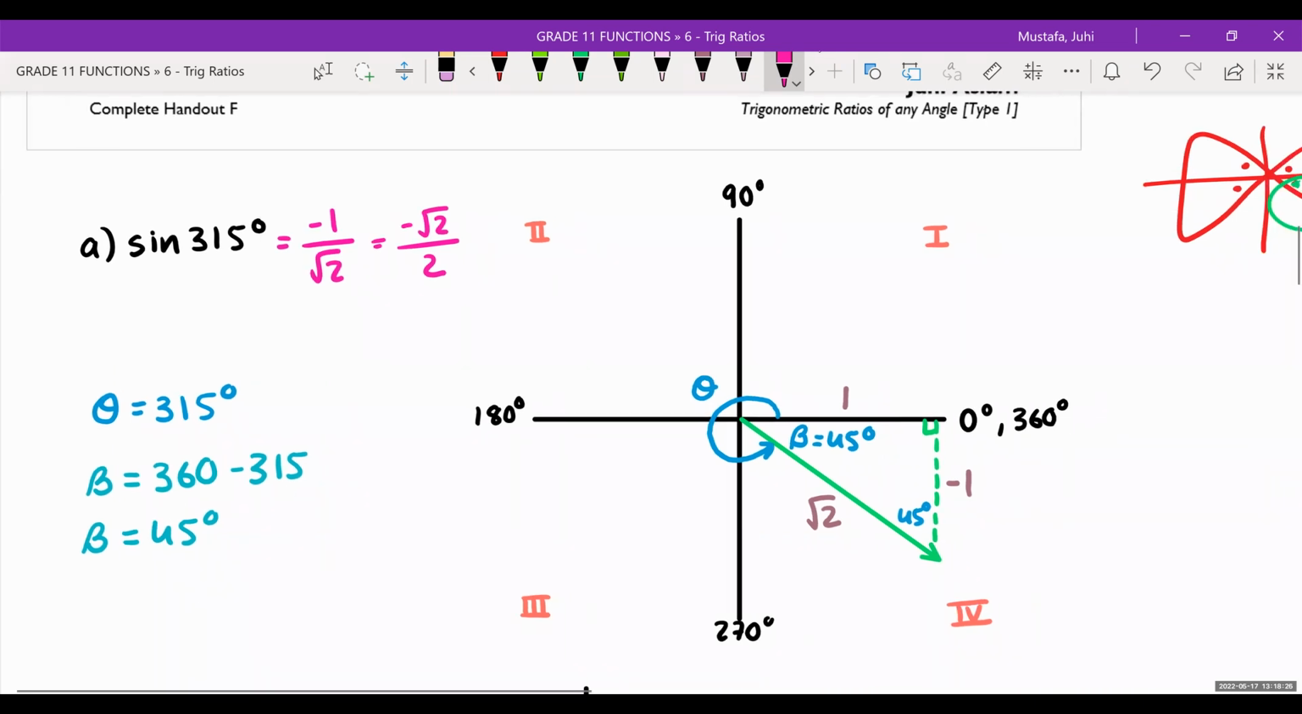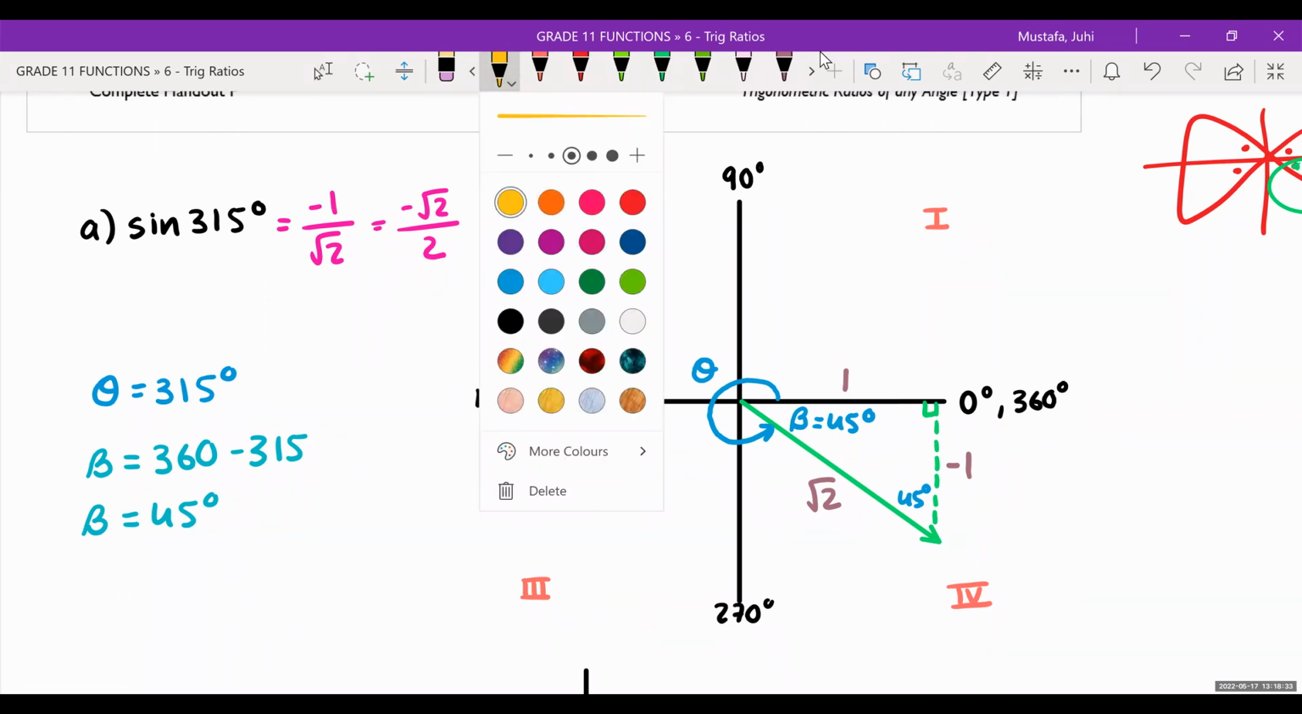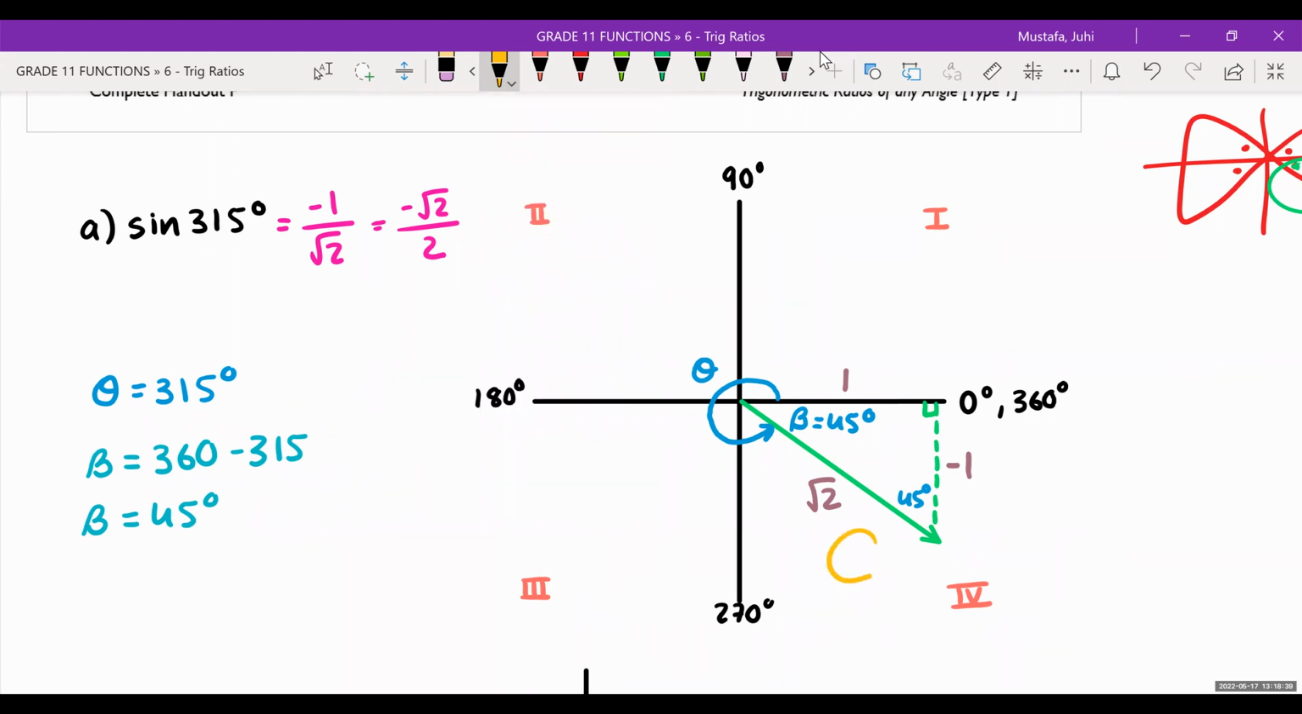Now, one last thing before we move on. Does it make sense that when you have sine in the fourth quadrant, it is a negative ratio? So remember when we talked about CAST, I'm just going to make this messy. C-A-S-T. In the fourth quadrant, what is the only sign that is positive? Cosine. So shouldn't sine be a negative answer? Yeah, so it makes sense sine is negative because according to CAST, only cosine would be positive.